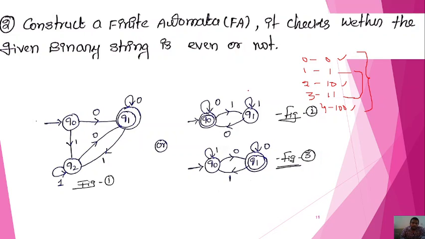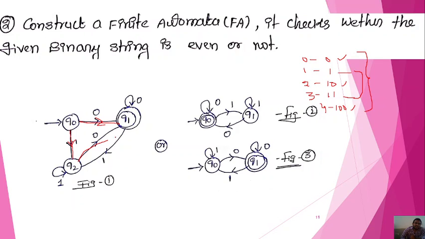So we start the construction from q naught. When it reads 0, it goes to the next state q1. Here the string is 0, so that is an even number, and that's why q1 is treated as the final state. And from q naught, when it reads input 1, it must not be a final state. So from q naught on input 1, it goes to q2, which is a non-final state.